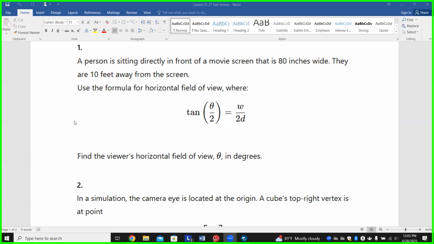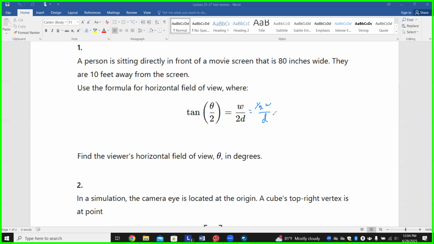It says a person is sitting directly in front of a movie screen that is 80 inches wide. They are 10 feet away from the screen. I do provide you a formula. The only thing that makes this formula a little different from what I provided before is that this one takes half of the width, and then we divide it by the distance. It's the same formula, just we took half the width first and then divided by the distance.